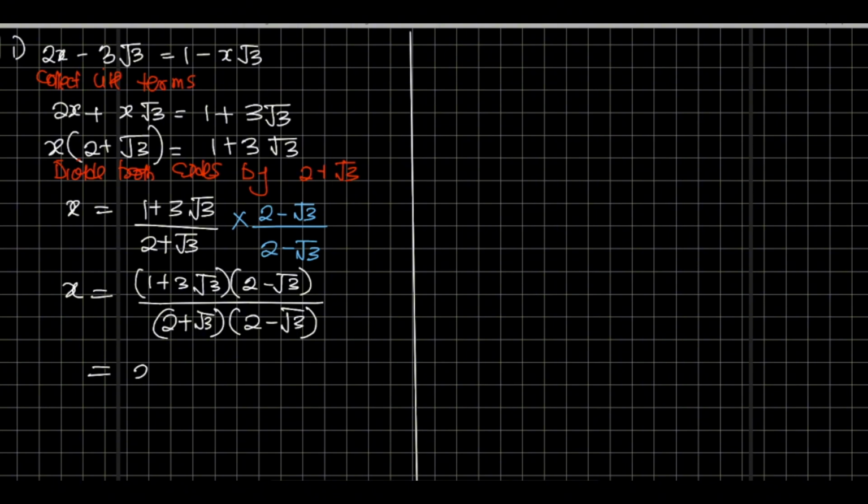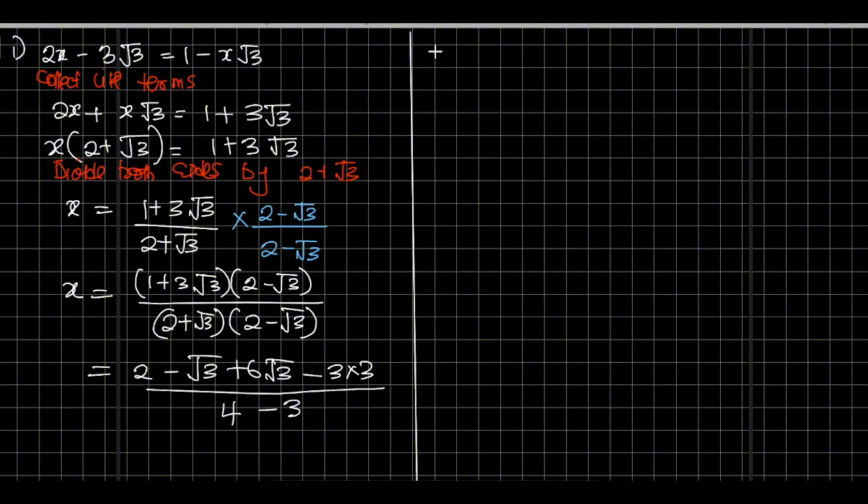So 1 times 2 will be 2. 1 times minus root 3 will be minus root 3. Then 3 root 3 times 2 is 6 root 3. And 3 root 3 times minus root 3 will be minus 3 times 3, because root 3 times root 3 gives us 3. So that's minus 9, since plus times minus is minus. And in the denominator we have 2 times 2, which is 4, with root 3 times root 3, that is 3. So that is what we're going to have.